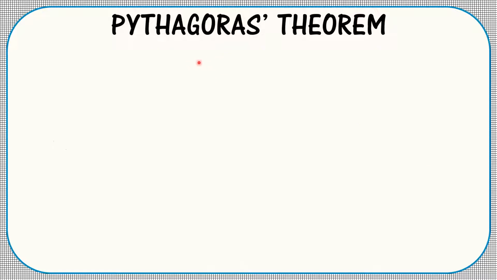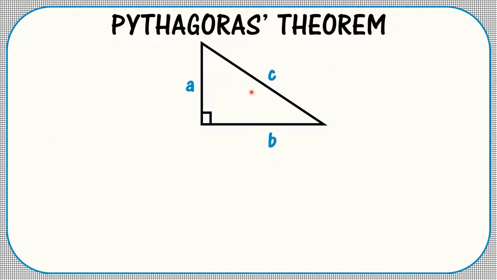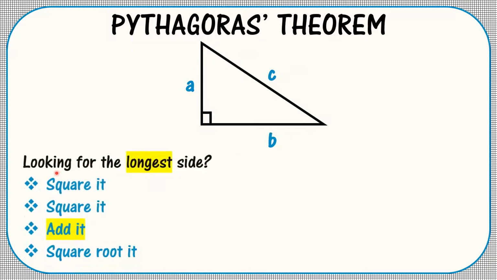When we have a Pythagoras theorem type question, we are either looking for the longest side or we are looking for a shorter side. So if you are looking for the longest side, which is called the hypotenuse, which is c in this example, what you would do is square it, add it, square root it. In the next few slides, I will explain this in detail.